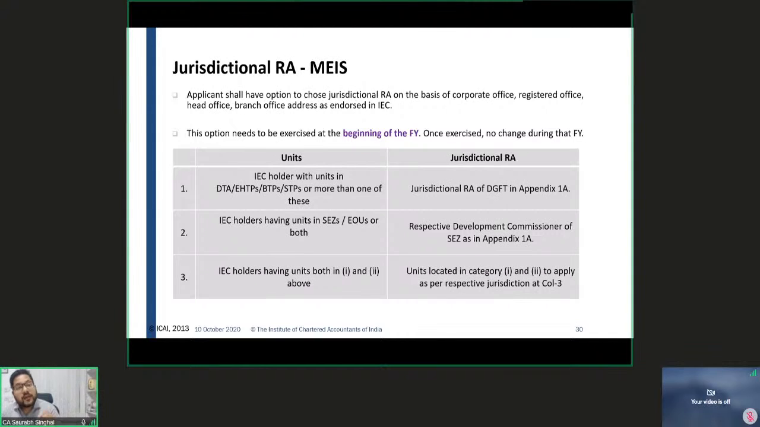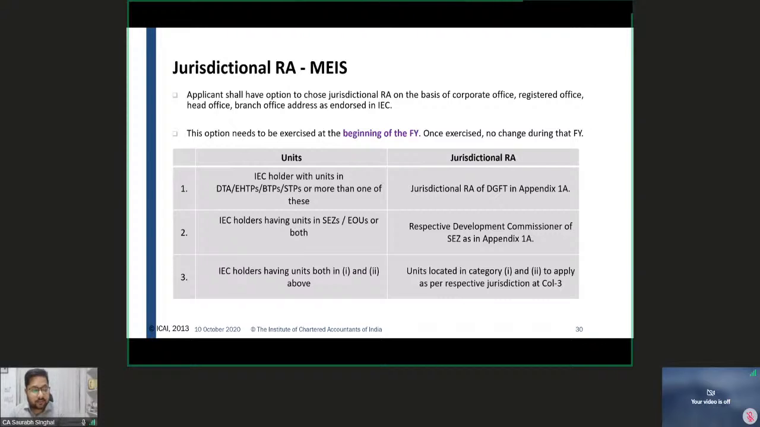So whenever even one of my units is an SEZ or EOU, both of which are controlled by a Development Commissioner under the Customs Department, CBIC, then my RA is not the DGFT department but the Customs Department, as given in Appendix 1A.